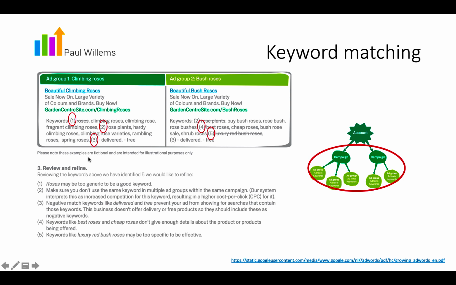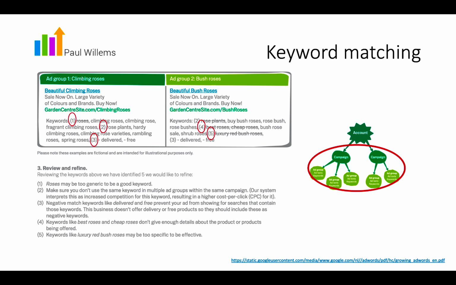So if you take a look at keyword 3, delivered and free, negative keywords like delivered and free plants prevent your ad from showing for searches that contain those words. So keyword 4, best roses, cheap roses. Keywords like best roses and cheap roses don't give enough details about the product or products being offered. If you say, well, we have best roses or we have the cheapest roses, be a little bit more specific. But don't be too specific.